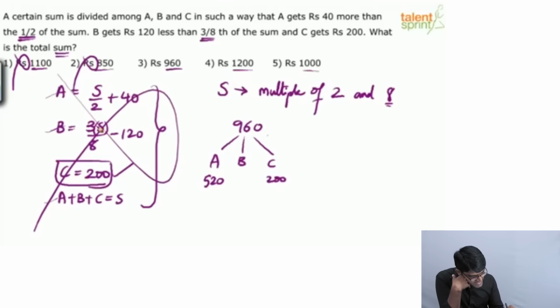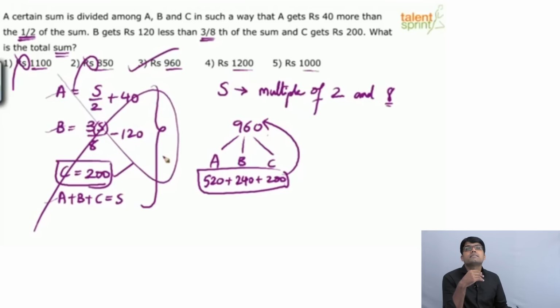B has got 3/8 of the sum minus 120. Now how much is 3/8 of 960? 1/8 of 960 is 120, 3/8 is 360. 360 minus 120 is 240. Now the only thing you have to check is whether this total adds up to 960 or not. If yes, that's the answer. Otherwise move to the next option. So 520 plus 240 is 760, plus 200 is 960. Option 3 is the answer.